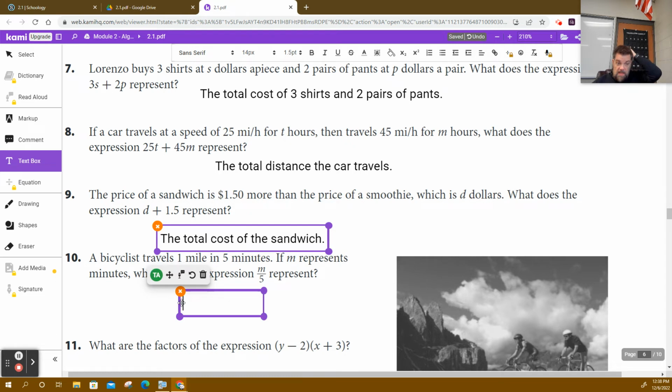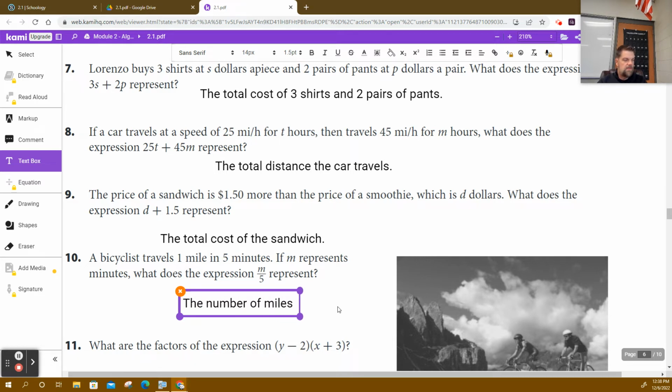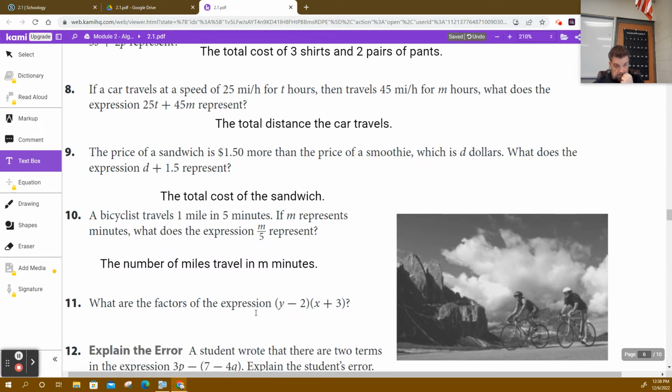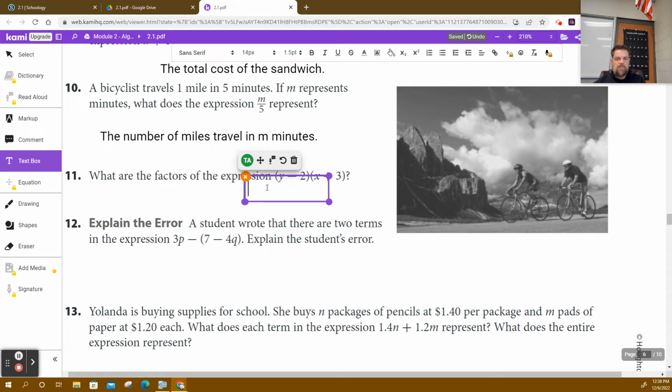That's funny. A cyclist travels 1 mile in 5 minutes. If M represents minutes, what does the expression M divided by 5 represent? The number of miles traveled in M minutes. We're almost done with this page.